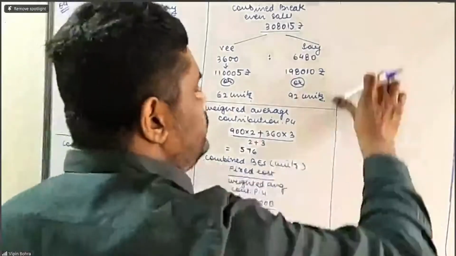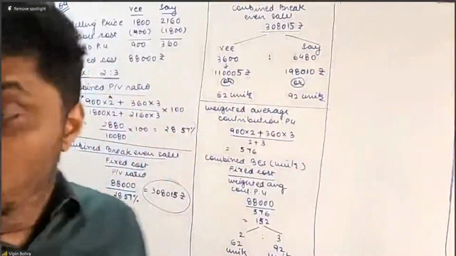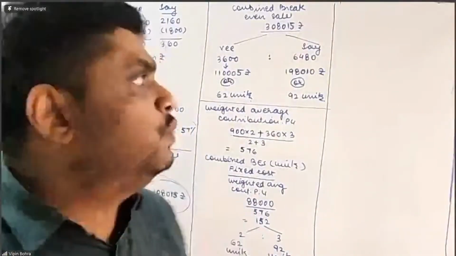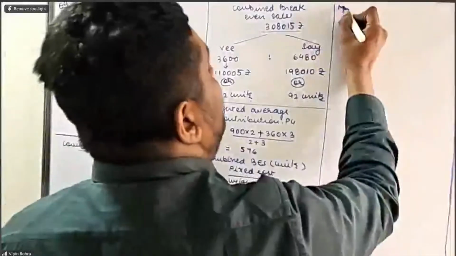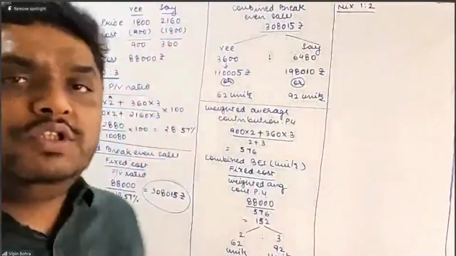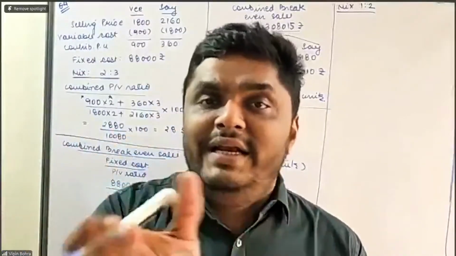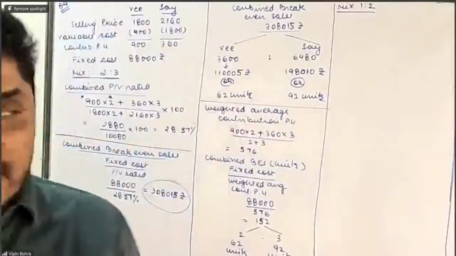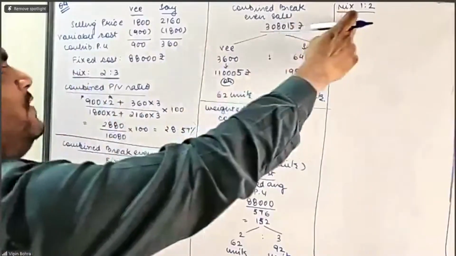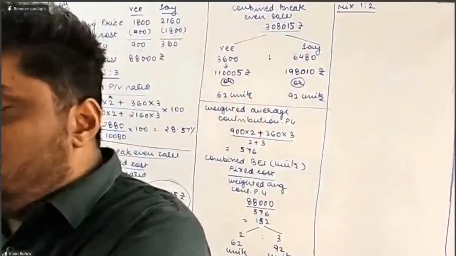I request you guys to post your answer if the mix is 1:2. What will be the combined PV ratio, combined break-even sales, and individual break-even sales? Waiting for your answers. The same question, instead of 2:3, if the mix is 1:2, what will be your answer? Waiting for your answers.